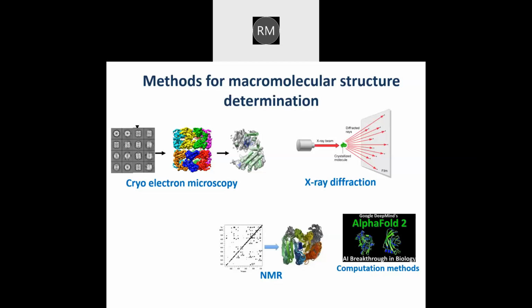Cryoelectron microscopy, though a very powerful technique, in contrast to NMR you cannot go above 25,000. Same thing in cryoelectron microscopy, you cannot go below 80,000 daltons. So you require a bigger complex to determine the structures by cryoelectron microscope.